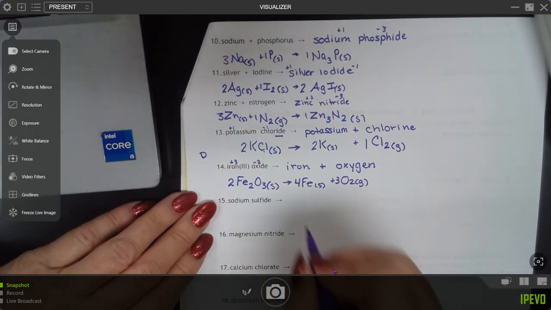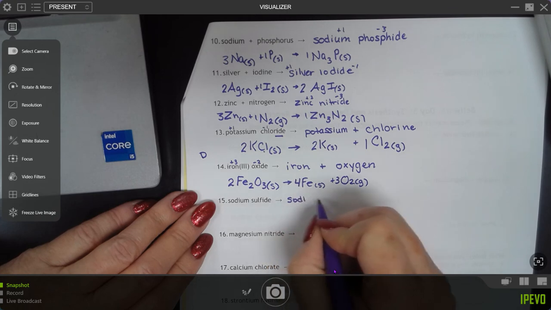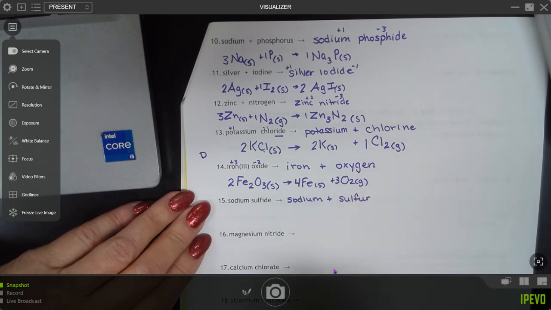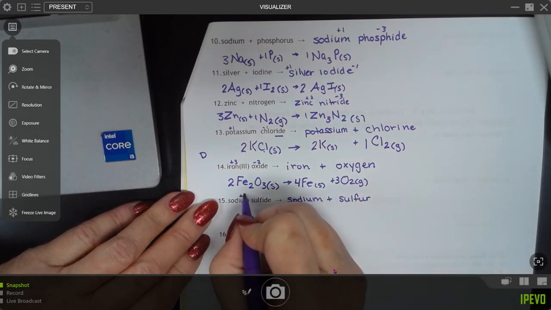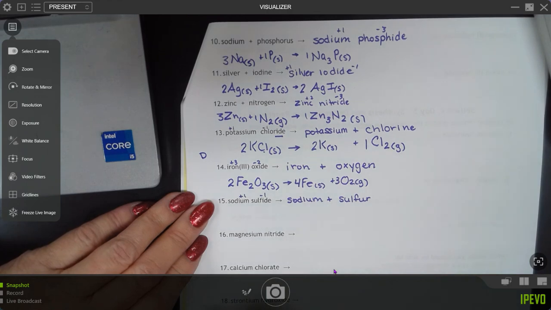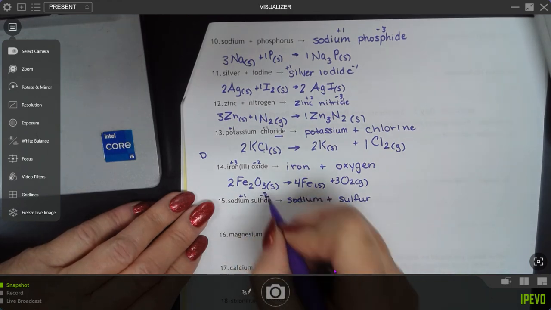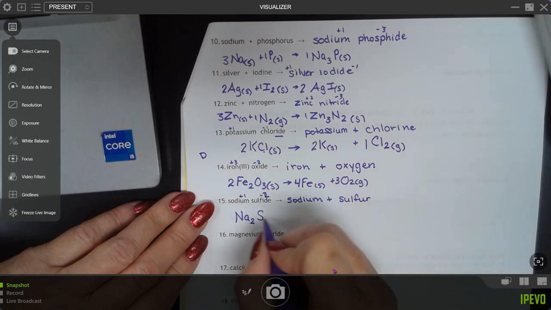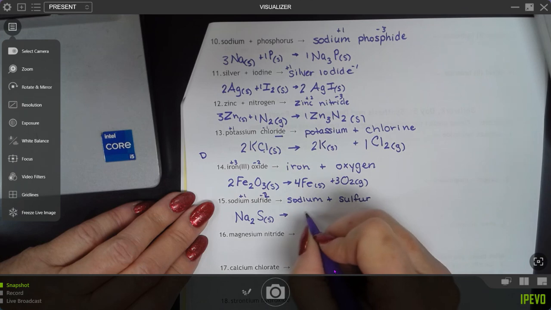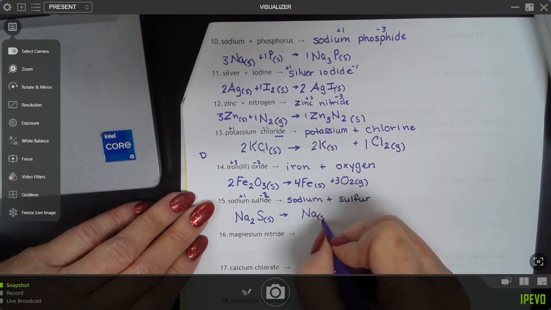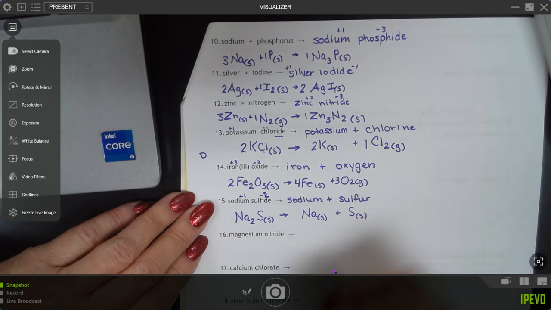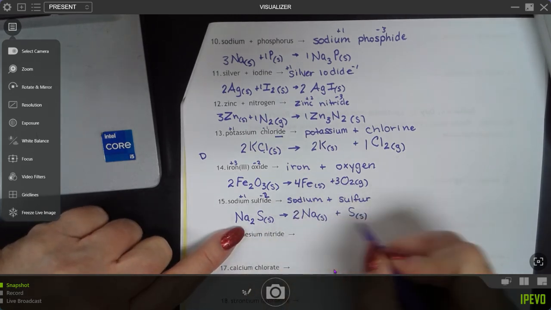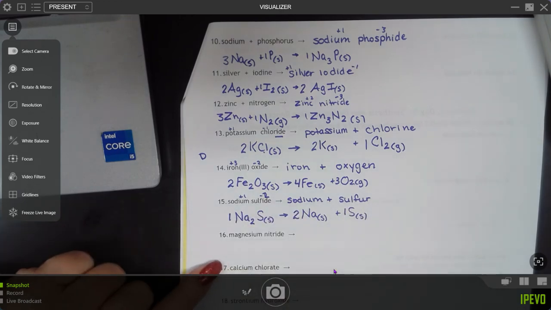All right, sodium sulfide breaks down to give us sodium plus sulfur. All right, sodium forms a +1 ion. Sulfide is a -1 ion. Oops, sorry, sulfide is a -2 ion. So we get Na2S, solid, breaks down to give us Na, solid, plus S, solid. So there's a 2 in front. There's 2 sodium, so I need a coefficient of 2 here to get my equation to balance.